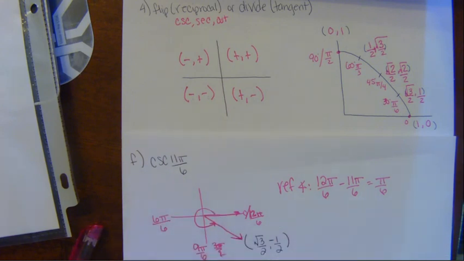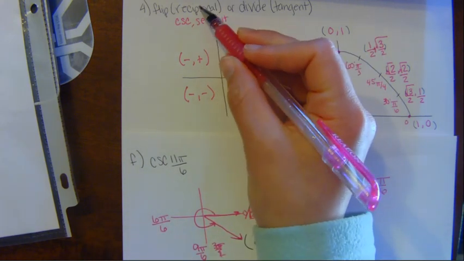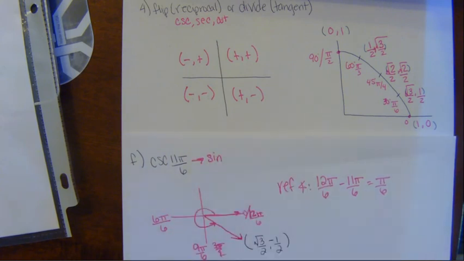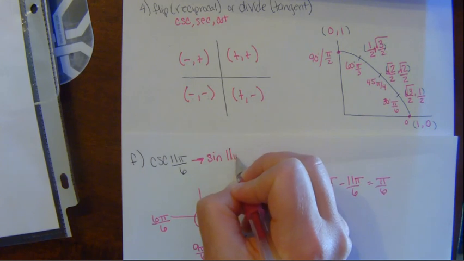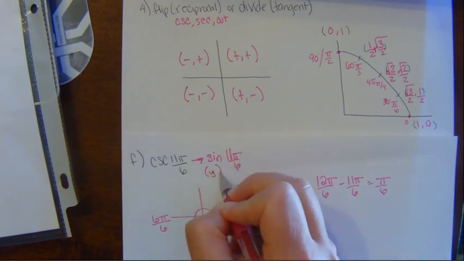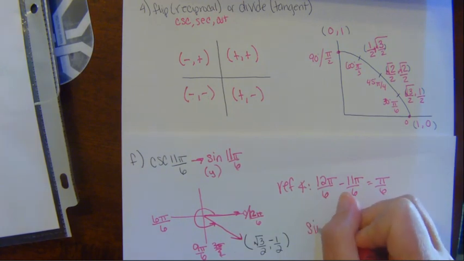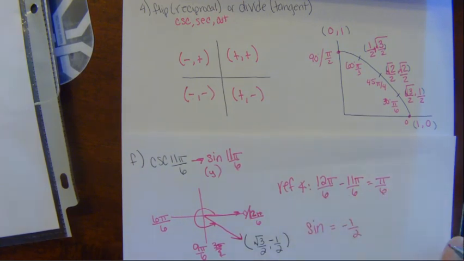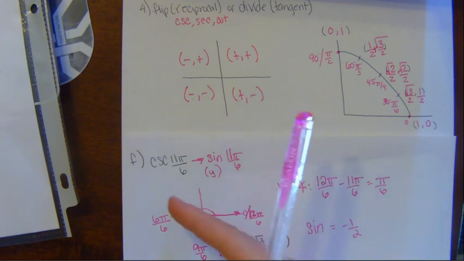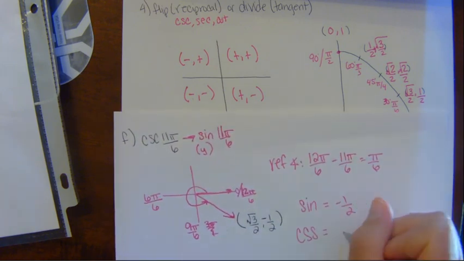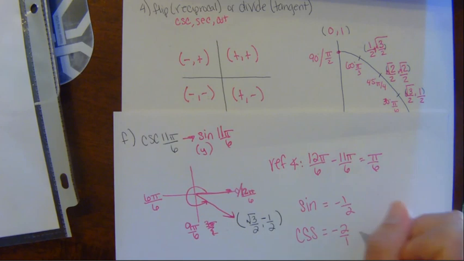So I've got to remember that cosecant means I'm going to have to do a reciprocal. Now cosecant goes with sine. So we're really concerned with what the sine of 11 pi over 6 is. So sine is y. So I'm going to take this y coordinate and say, okay, the sine is negative 1/2. But I don't want sine, remember? We want cosecant. So we're going to flip that, and we're going to get negative 2 over 1, which simplifies to just negative 2.